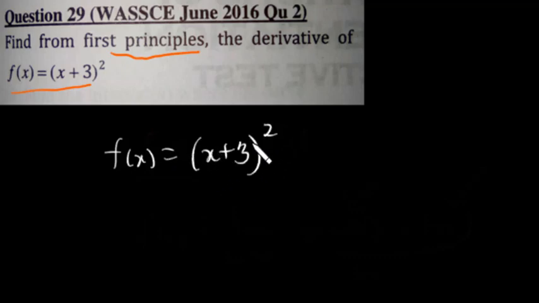Alright, so what I do first is I'll write down the function. So we have f of x equals (x plus 3) raised to the power 2. So that is the function.